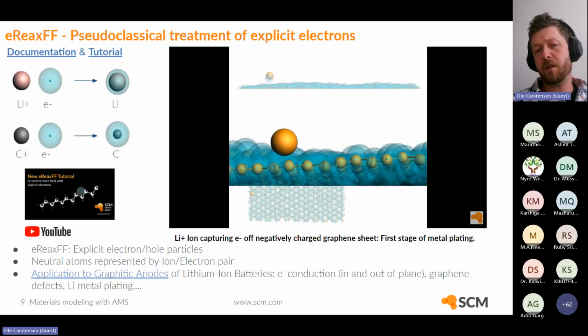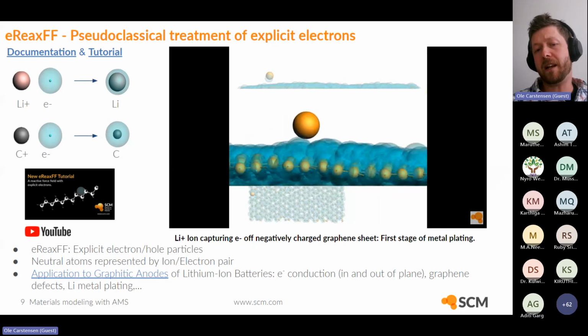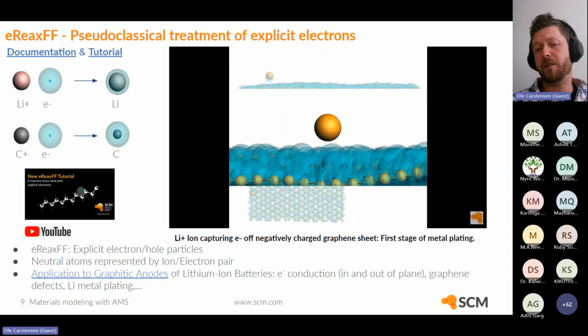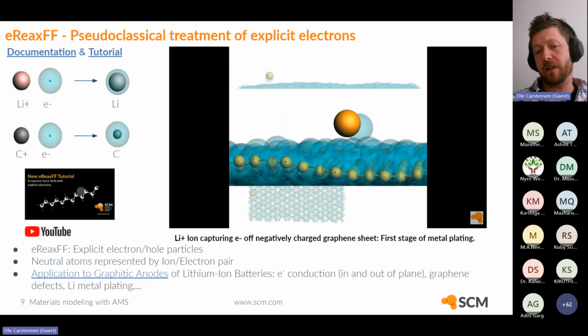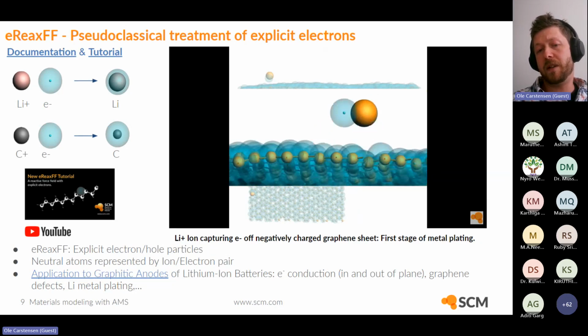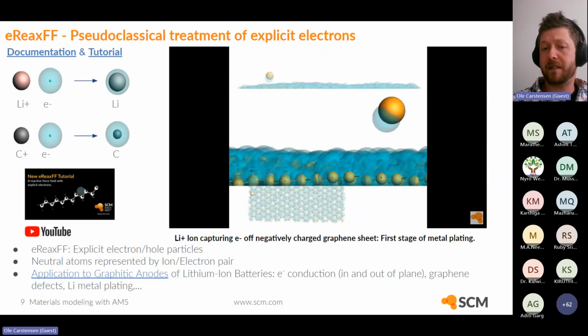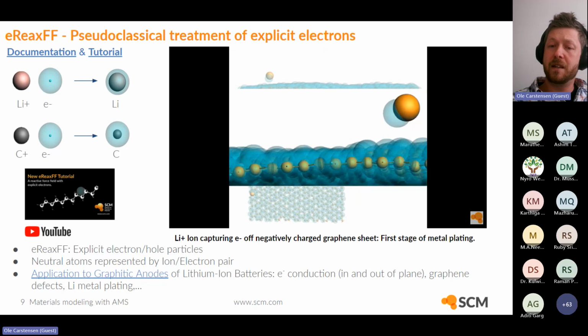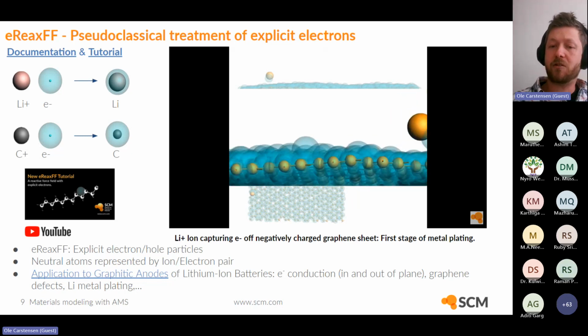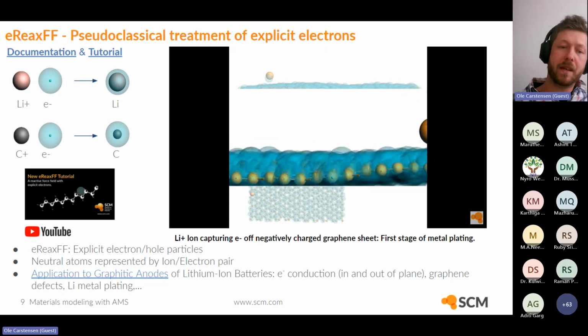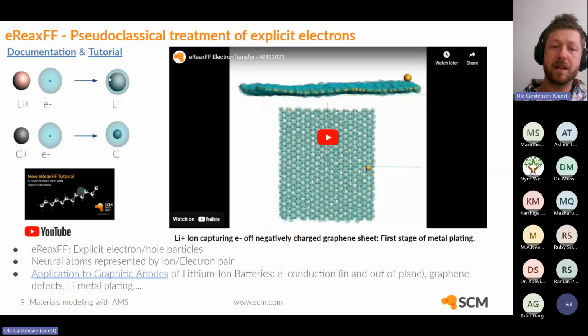And what you will see now is that an electron is transferred, and that happens very fast actually, to the lithium ion. So this is now a neutral lithium atom. It looks like this in the eReaxFF simulation. So you see that this electron cation pair is formed, and as we saw here on the left, this now in this simulation is a neutral lithium atom.